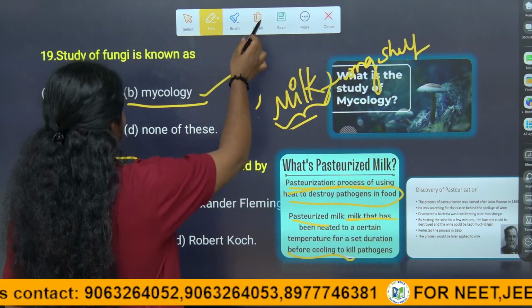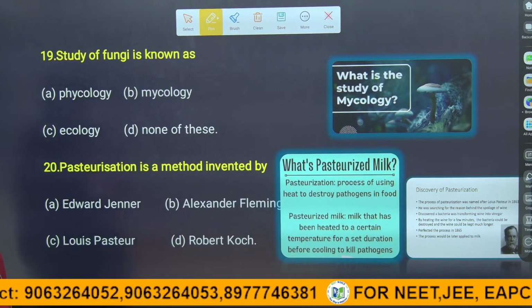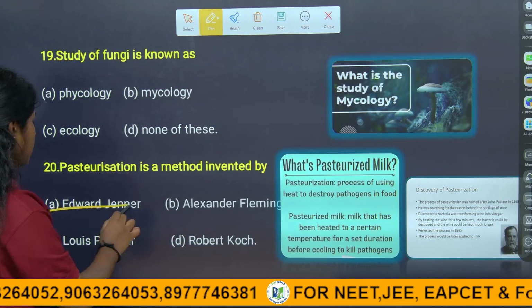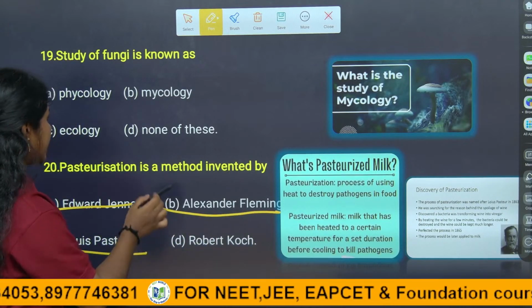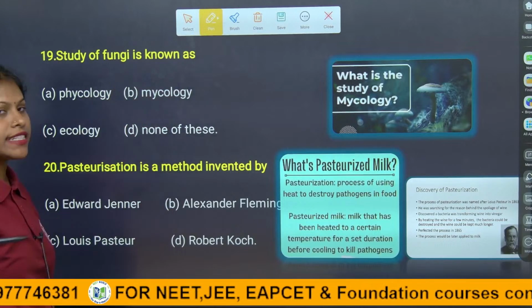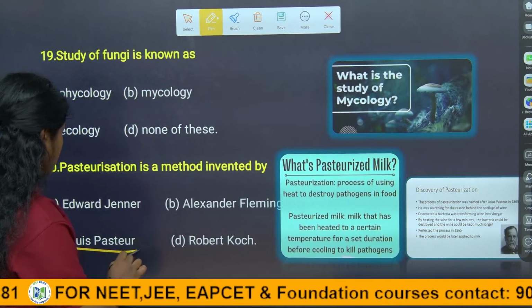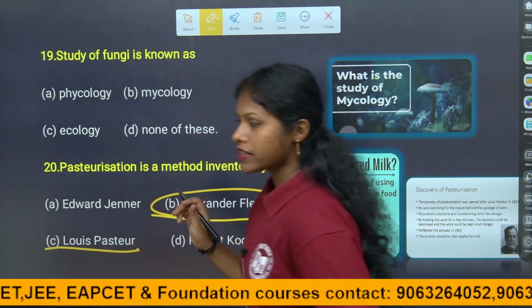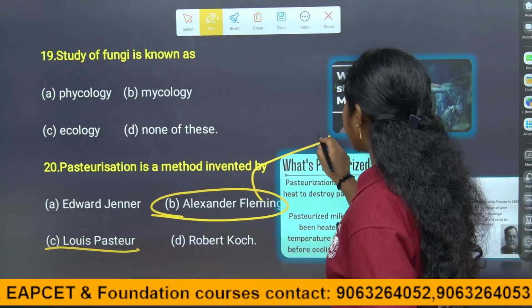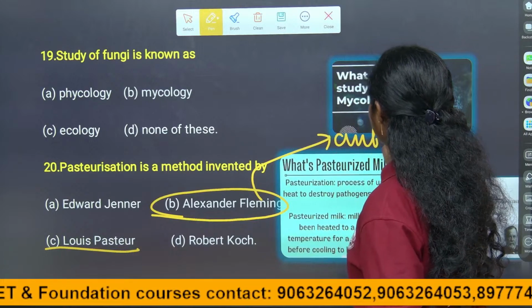So here they asked, pasteurization is a method invented by Edward Jenner, Alexander Fleming, or Louis Pasteur? We discussed the two scientists mainly, Louis Pasteur and Alexander Fleming. The first antibiotic was invented by Alexander Fleming. He is for the antibiotics.